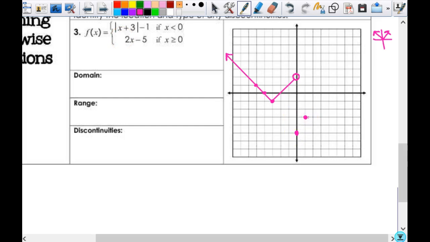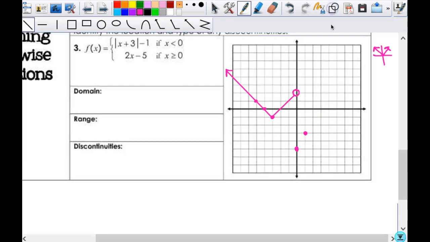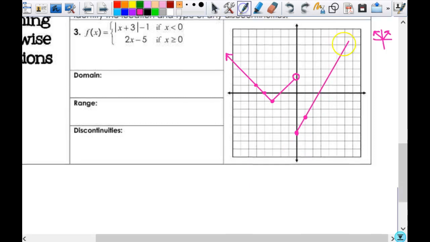Do I need to do any other points? Nope, I sure don't. If you're still doing like 20 points to create a line, then you just need to stop. And there's that. And there is the graph of my piecewise function. Okay, everybody okay with that?